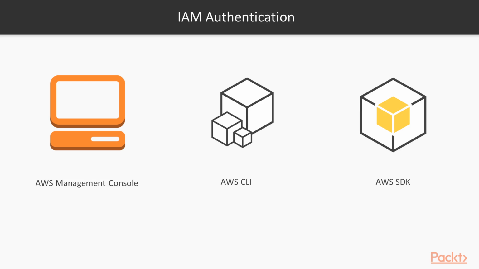Lastly, we can use the AWS SDK. AWS provides SDKs, or software development kits, that consist of libraries and sample code for various programming languages and platforms such as Java, Python, Ruby, .NET, iOS, Android, and so on. The SDKs provide a convenient way to create programmatic access to IAM and AWS.